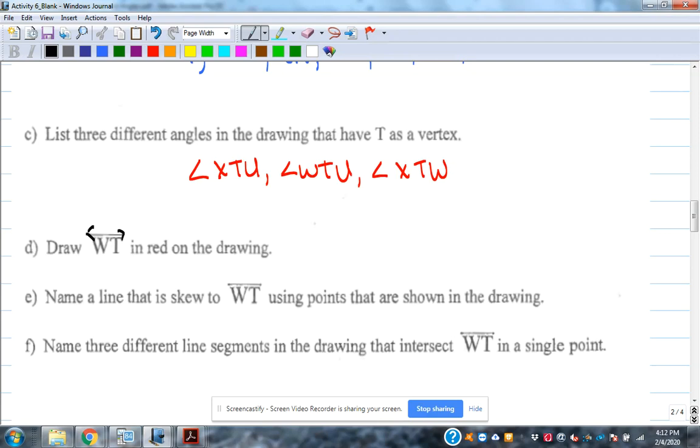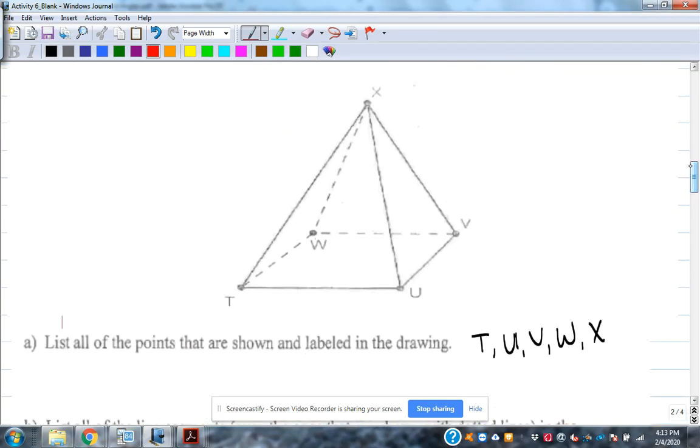Okay, and then it says draw line WT in that picture in red. So I'm going to go up here to my picture, and we have to draw in 3D here. So when I extend line WT, when it comes out the front, it's going to be a solid line, and out the back, it's going to be a dashed line. And I just took a straight edge and laid it right on those points and extended it along there. All right, not a hard thing.